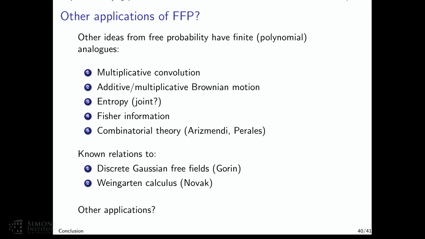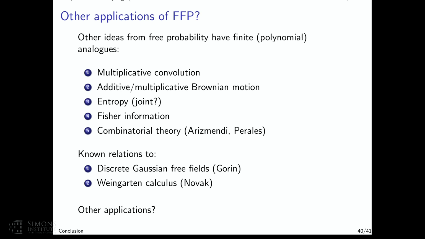I want to advertise other applications of this finite free probability idea. Apart from the additive convolution, we have a multiplicative convolution. We have additive and multiplicative Brownian motions. We have some idea of what entropy should be, Fisher information, and recently a combinatorial theory has been built around it. In the classical case, the moment cumulant formulas have a corresponding moment cumulant formula in the free probability case, and they were able to develop the corresponding one for this finite free case.